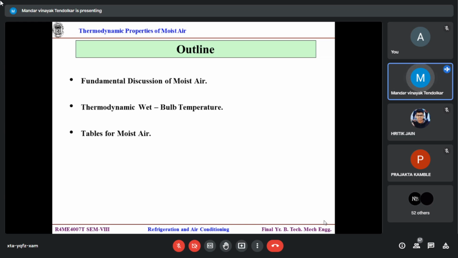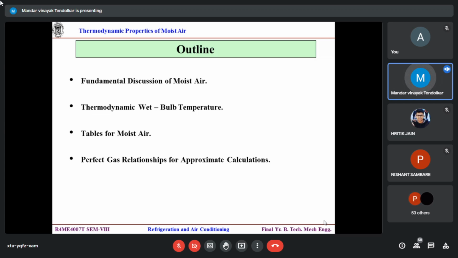We studied the steam table in second year, the refrigeration table we just studied, correct? ASHRAE charts and tables I have shared with you. So similarly, there is a moisture table also. So I will introduce how it looks and how to read it.